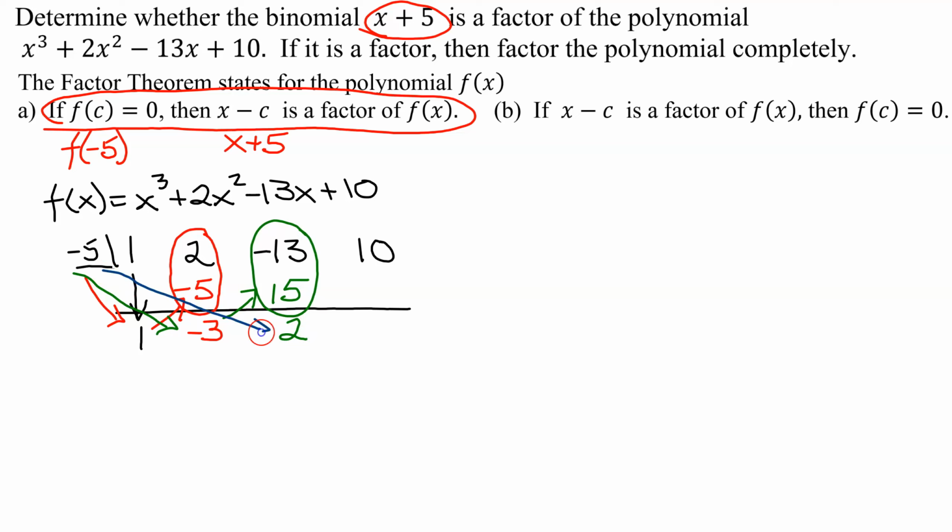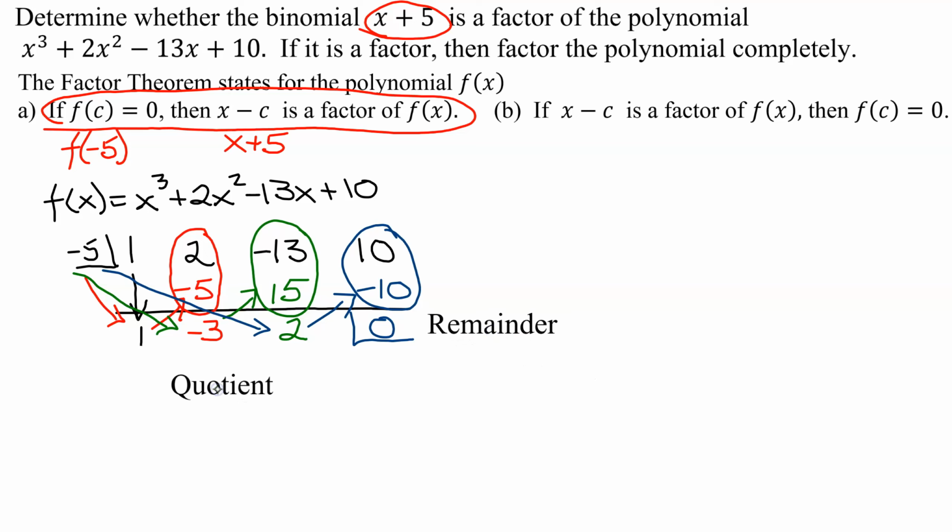Lastly, negative 5 times 2, write the answer here. Negative 5 times 2 is negative 10. What is 10 added to a negative 10? 0. Remember, this number is the remainder, and my quotient is right here.